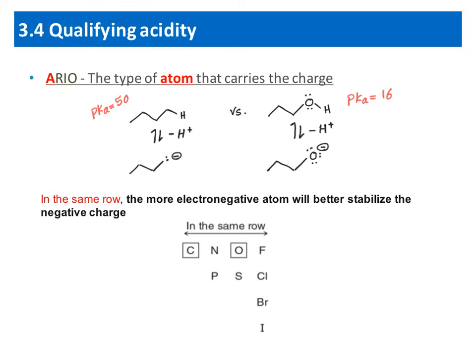So now here is the rule. Carbon and oxygen are in the same row. So when we are comparing the atoms on the same row, the more electronegative atom will better stabilize the negative charge always. So when you are comparing atoms in the row, you need to consider the electronegativity concept.